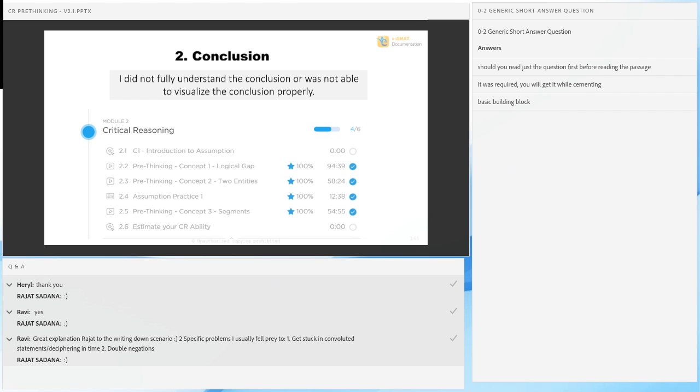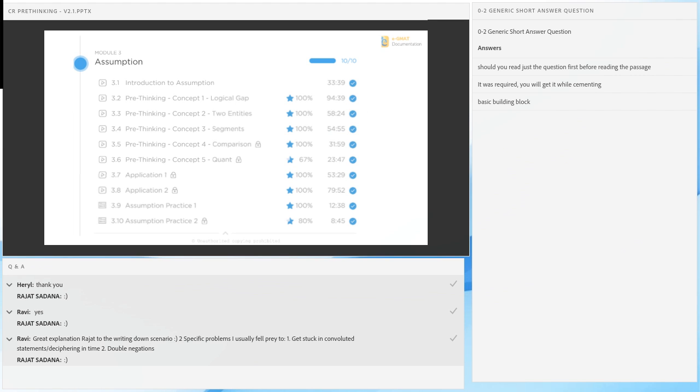This is where the assumption module is. You have some of these files in the free trial, but the overall actual assumption course is way more comprehensive. You can really see different kinds of arguments here: arguments that test pure logical gap, arguments where you have comparison of two entities, arguments where you're comparing segments, doing both entities and segments, and quant related arguments, and then you have application and practice quizzes. Okay, that's really, really important.